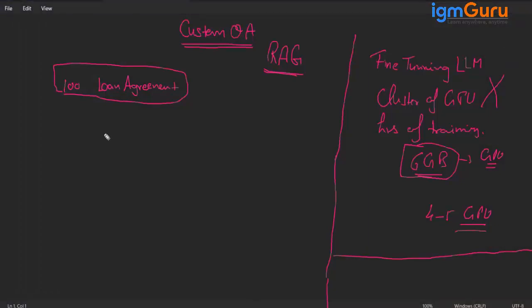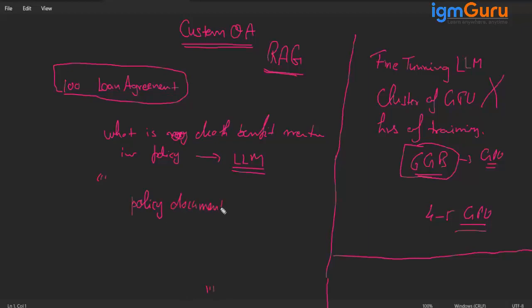The second solution is I can pass my question: what is my death benefit mentioned in my policy? When I ask this question to the LLM model, definitely the LLM model cannot give the answer. The second solution is that along with this question, if I pass my knowledge, all my policy document text data, it will give the answer.